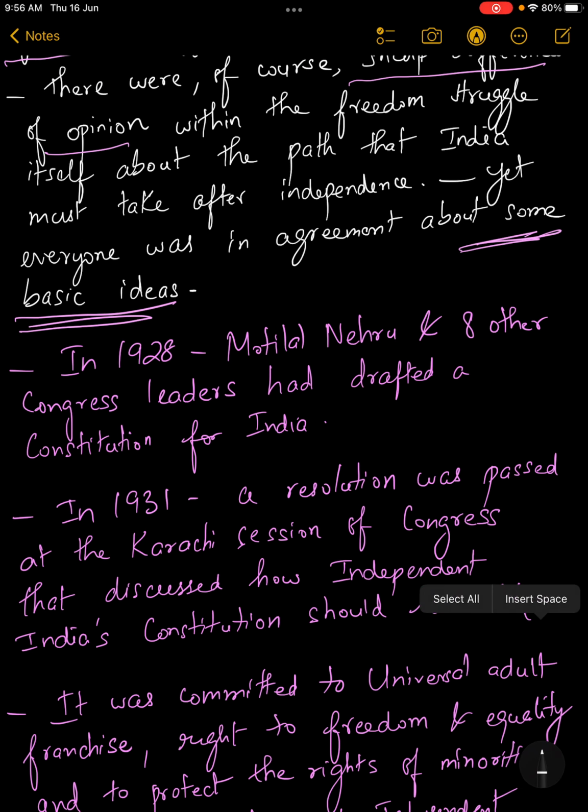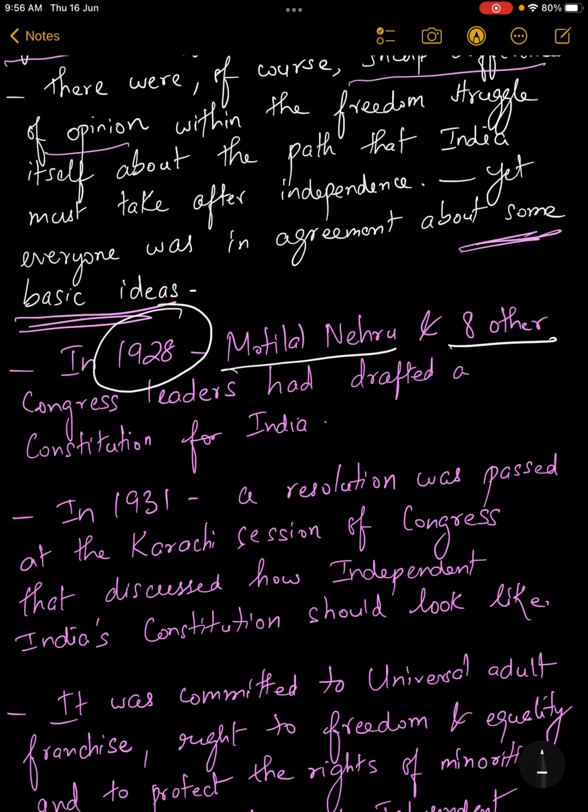So the journey looks something like this, that in 1928, well before independence, Motilal Nehru, who's Jawaharlal Nehru's father, and 8 other senior Congress leaders had drafted a very brief, sort of a rough sketch of the constitution for India. So this is where it actually starts. The journey starts in 1928, wherein a very brief idea of a constitution, a very brief sketch of the constitution was drafted by Motilal Nehru and 8 other Congress leaders.